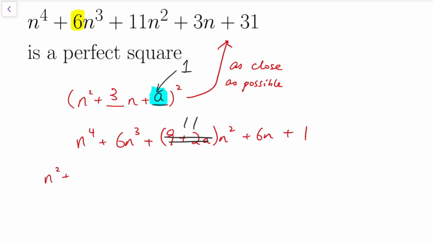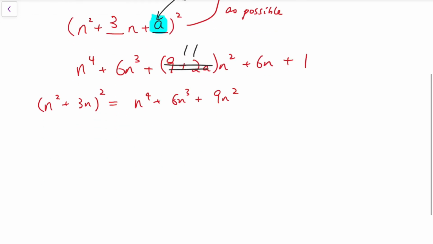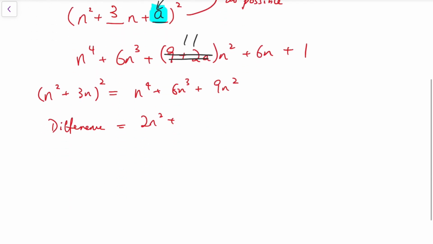Say if I change it to 0 or 2, then let's see. For n squared plus 3n all squared, if I expand, then I'll only have the first two terms to be the same, and the third term will be 9n squared, and in fact this is the last term of this expression. We have no n, no constant in this perfect square. Now notice that the difference between the given quartic and this perfect square is 2n squared plus 3n plus 31.